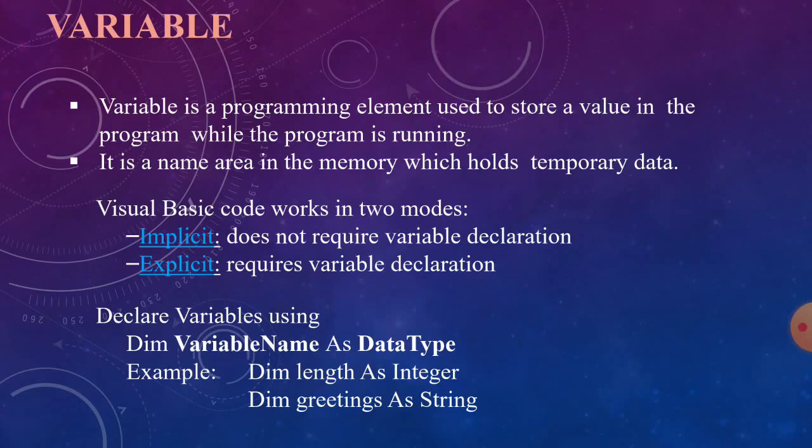For example, here we have Dim length As Integer. Integer is a data type in VB and length is the variable name. Like that we can declare a variable. Suppose we want to declare a variable as a string: Dim greetings As String. Dim is dimension, greetings is the variable name, and String is the data type in VB.